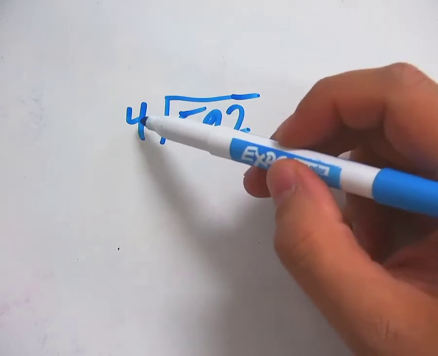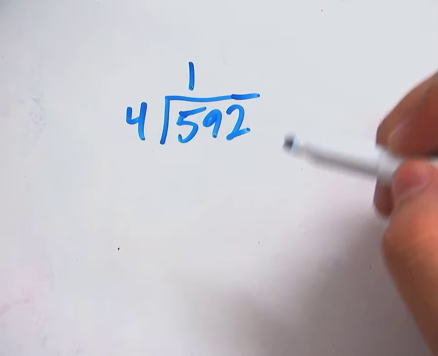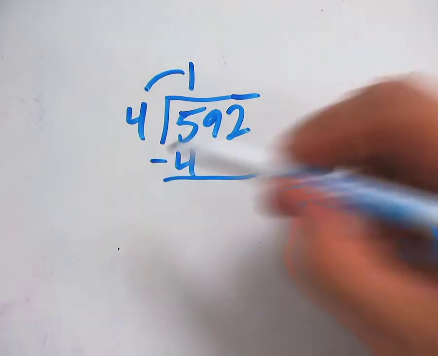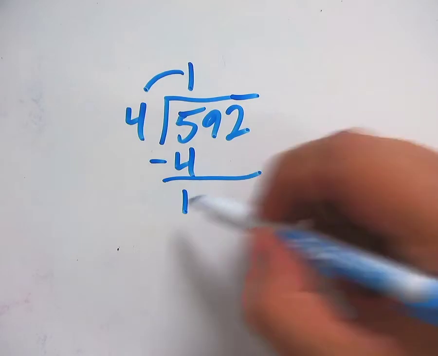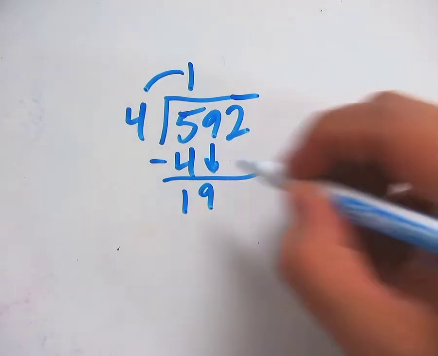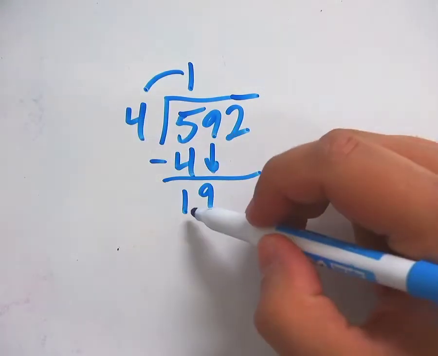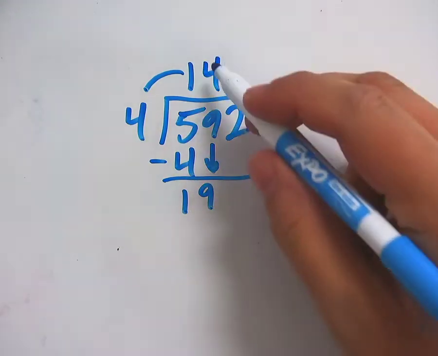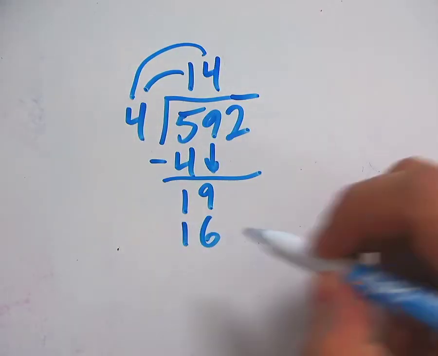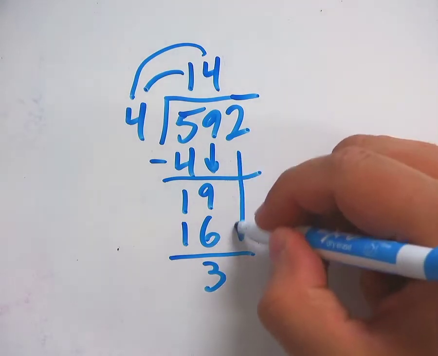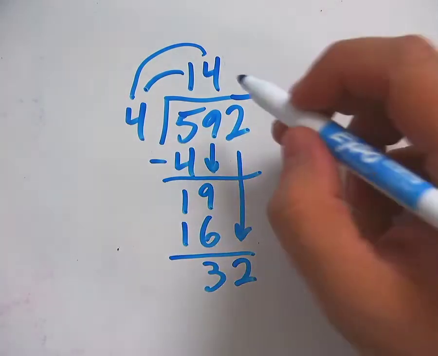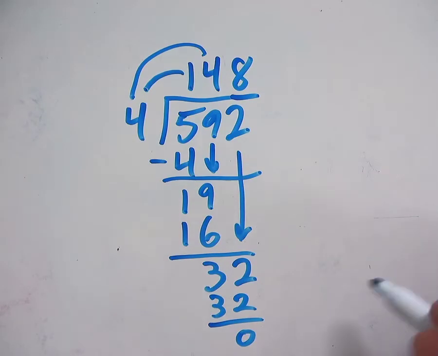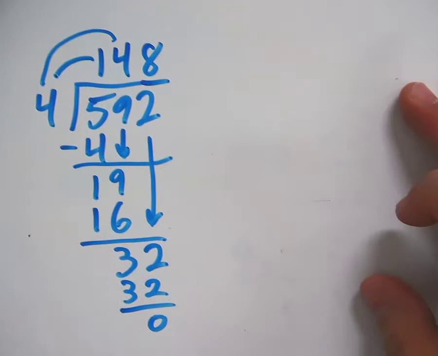So if you remember, the first thing you do is look at 4 goes into 5 how many times? Well, it goes in 1 time. Then 1 times 4 is 4, and you subtract the difference. 5 minus 4 is 1. You bring down the 9. Now 4 into 19 goes in 4 times. 4 times 4 is 16, gives you a remainder of 3. Bring down your 2. 4 goes into 32 8 times. 8 times 4 is 32. If you get a remainder of 0, that means that it divides evenly, right?